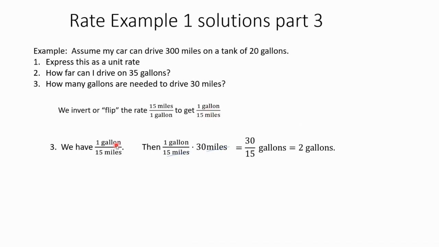Okay, so now we can multiply this by 30 miles because now the unit miles are going to cancel. It's almost like saying on 1 gallon we can go 15 miles. Well, how many gallons do we need then to go 30 miles? You just multiply, and you can see the units are going to cancel. You're only left with gallons. And in fact, you're going to get 30 over 15 gallons, which is 2 gallons.